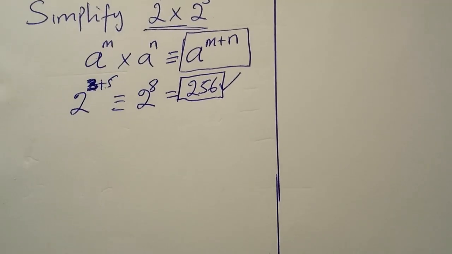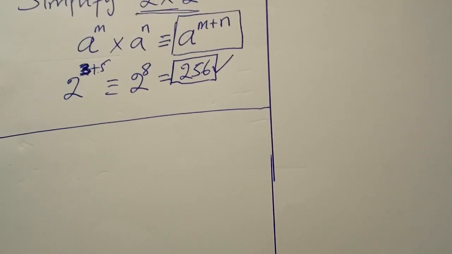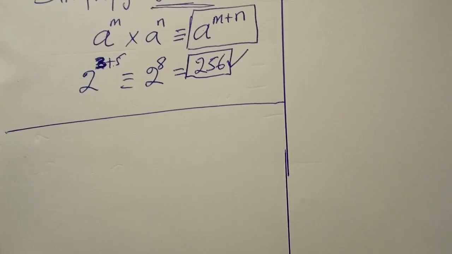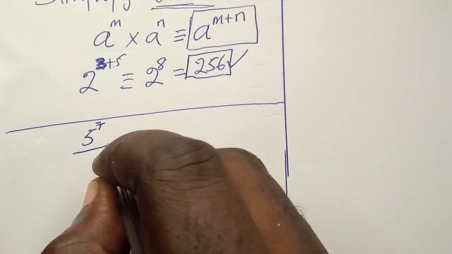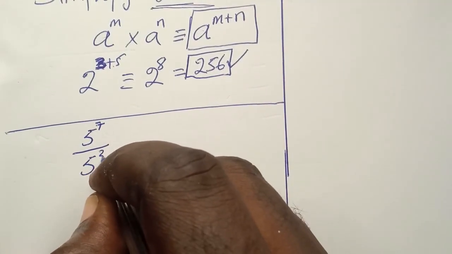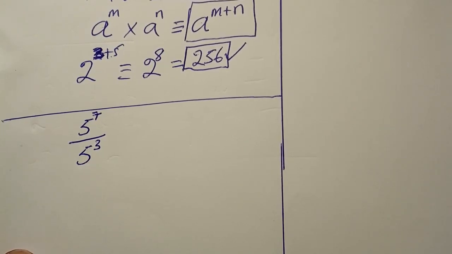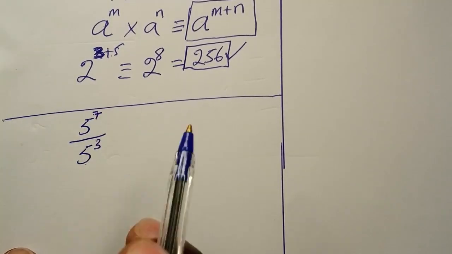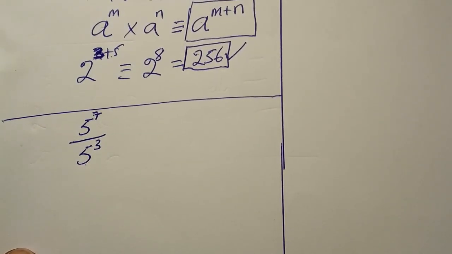Now, let's try the next problem using the same indices rule. Let me write it down. So the next expression will be 5 raised to the power 7 divided by 5 raised to the power 3. Now, looking at this, the indices rule applies differently here. When they have the same base and the powers are different, but this time it is a division, as you can see here, then we are going to subtract their powers.